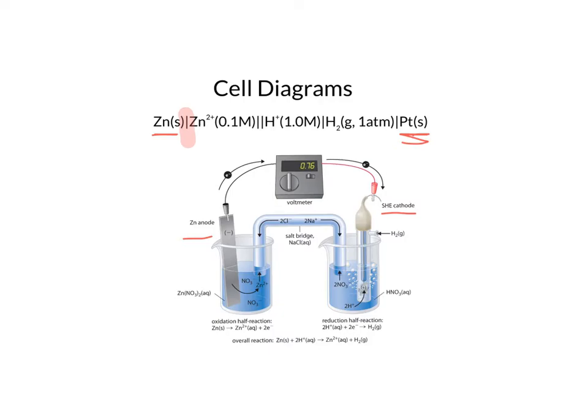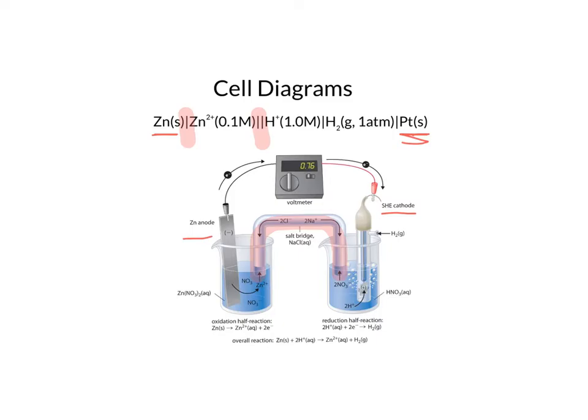So if we keep working our way towards the salt bridge, at this point we've accounted for all the species in the half reaction, and so now we're at the salt bridge, and we represent the salt bridge by a double vertical line. So the salt bridge is represented by that double vertical line.